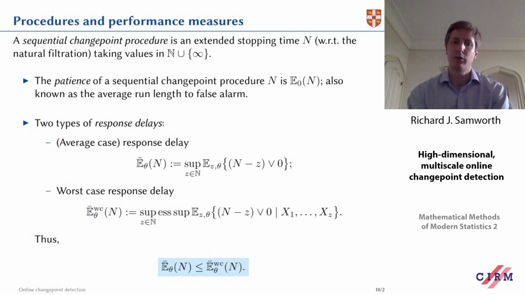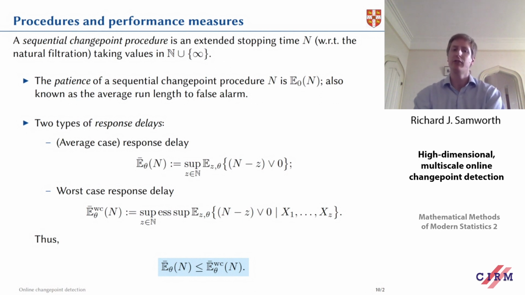What we call the patience, what's often called the average run length to the false alarm, is just the expectation of n under the null hypothesis. That's like our type 1 error, and so we'd like to control that at least at some nominal level. When it comes to response delays, this is similar to power in a regular hypothesis testing problem, type 2 error. So there are going to be two different sorts of response delay.